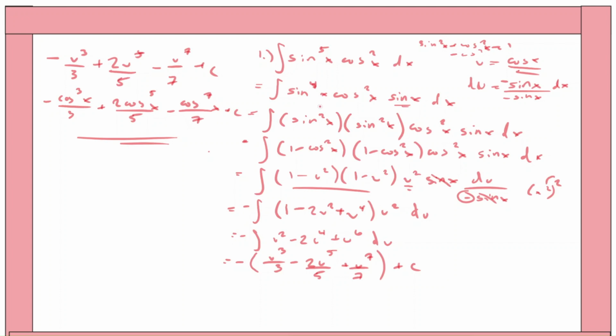As you can see, the process will be similar to this each time. It's just going to require a little bit of foresight into what the u and the du should be, and a little bit of manipulating. So I'm going to come back with a similar example.